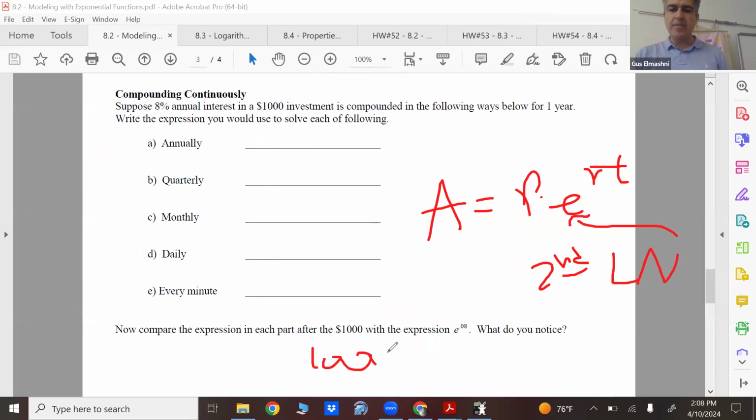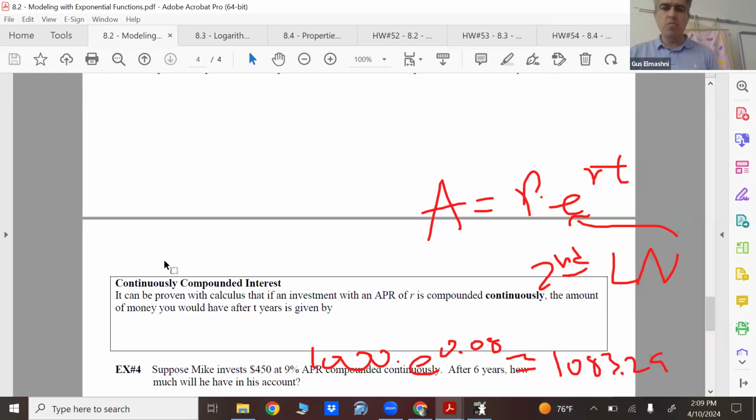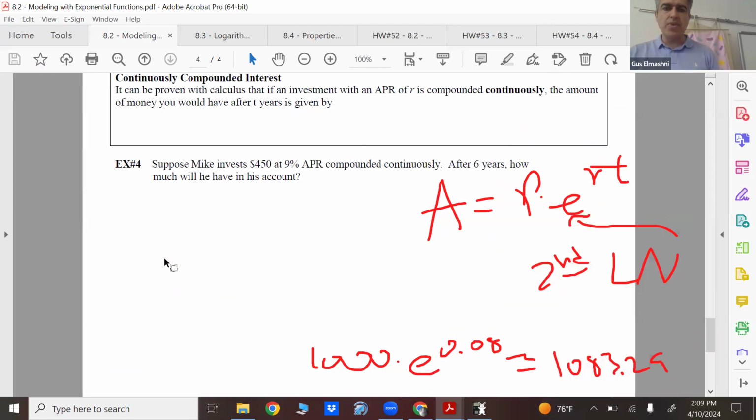So if I did 1,000 times e^0.08, it converges to that. I should get 1,083 and 29 cents. So if I go back to my calculator again, times second ln. Yeah, so it just converges. So that's compounding interest.